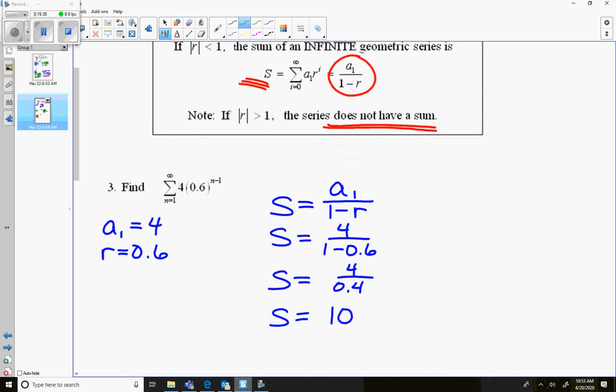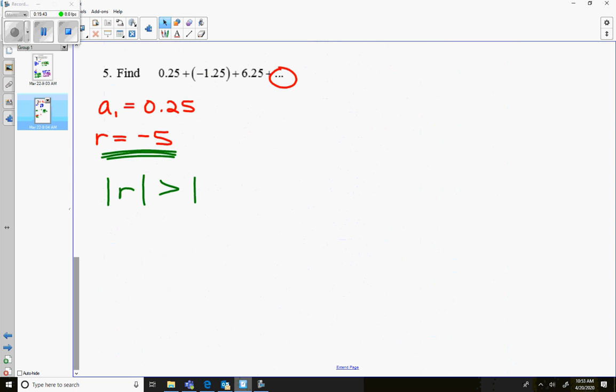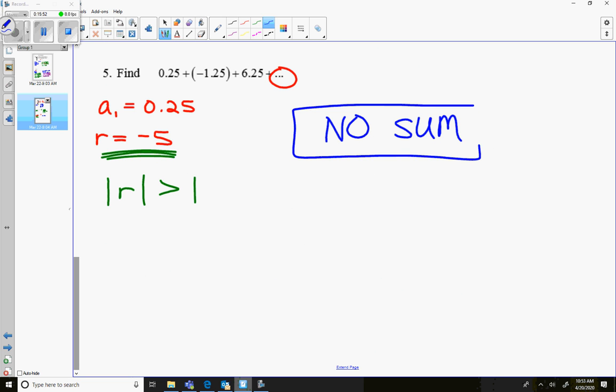which brings us back up here to this note. The series does not have a sum. It's going to just keep getting bigger and bigger, but it's not going to approach any value. So we would simply say no sum. And that is your lesson for geometric series, 10.3, the second one.